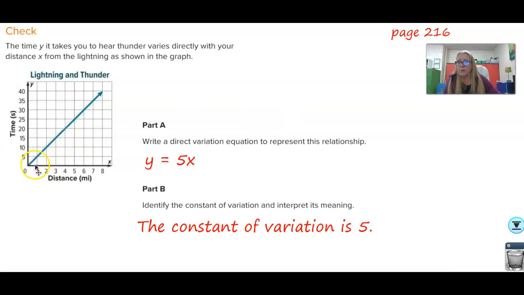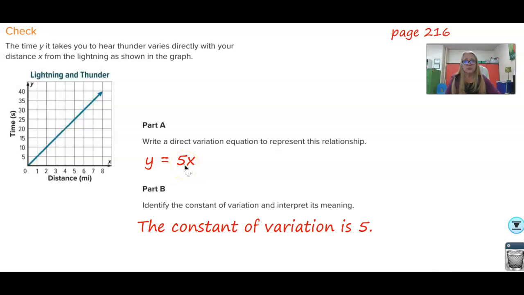If you are 1 mile away, it takes 5 seconds for you to hear the thunder. If you are 2 miles away, it takes 10 seconds, all right? So the constant of variation, or the slope, from here to this point is up 5, right 1. So the slope is 5 over 1, or just 5.